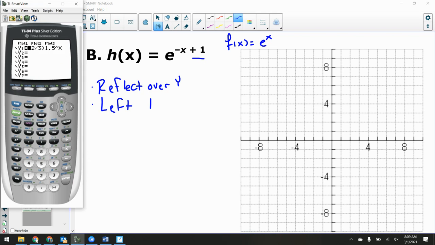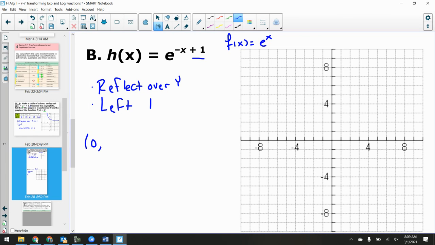Let me go into my calculator and graph this. I've got e to the negative x plus 1. See, it's interesting here. Where is the y-intercept? Well, let's plug in 0. This would be e to the negative 0 plus 1, which would be e to the first power. So 0, comma, e is my y-intercept. You could say 0, comma, 2.718, but I'd rather just write e.